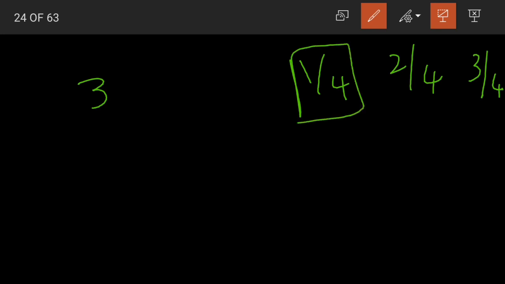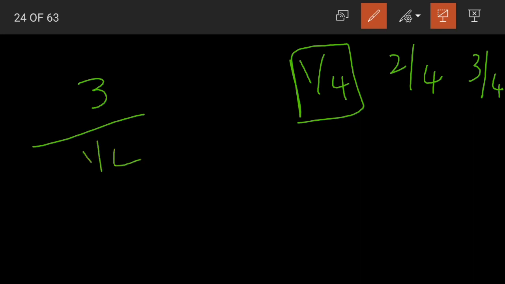Now this is 3. What does fourths mean? Fourth means 1/4, 2/4, 3/4 we'll say, right? This is 1/4, this is 2/4, this is 3/4. Yes. So how many fourths are there in 3? This is called a fourth. So how do we find out how many fourths are there in 3?